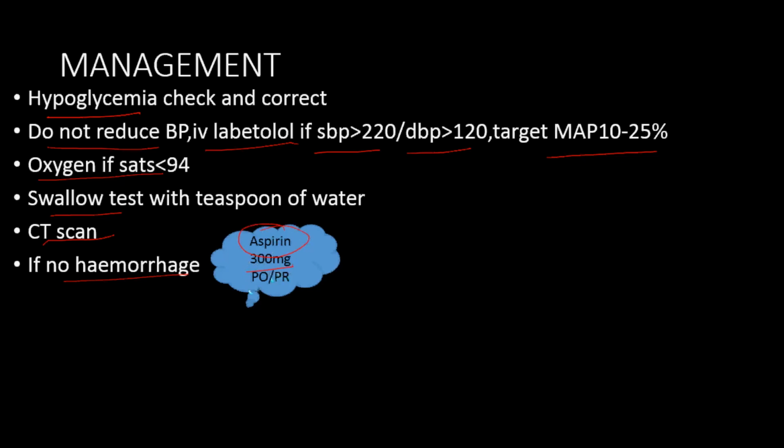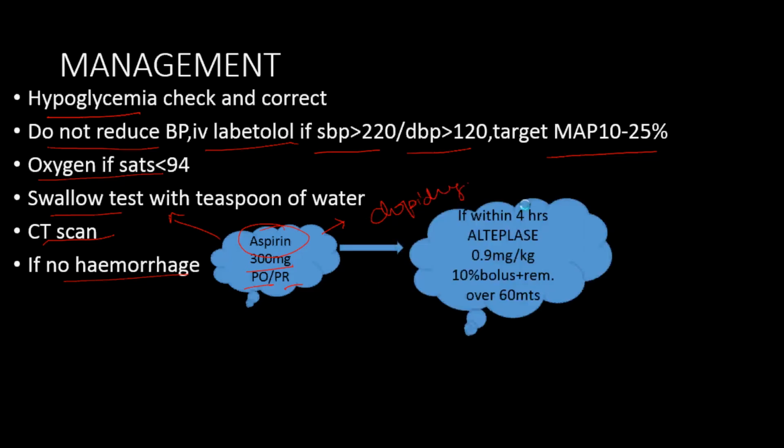Give 300 milligrams orally if the patient can swallow, per rectally if the swallow test is negative, which you had done just before. And if the patient is allergic to aspirin, go ahead and give him clopidogrel 300 milligrams. If the patient falls within the window period of 4 hours, or some books say 4.5 hours, you will go ahead and give him the thrombolytic, which is alteplase. The dose is 0.9 milligram per kg, of which 10% will be given as a bolus, and the remaining you will give over an infusion of 1 hour.